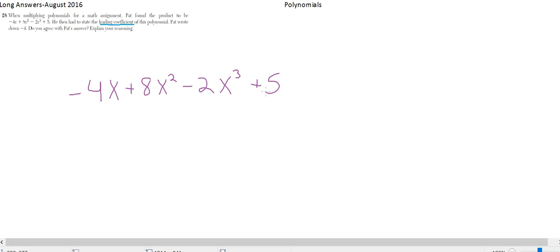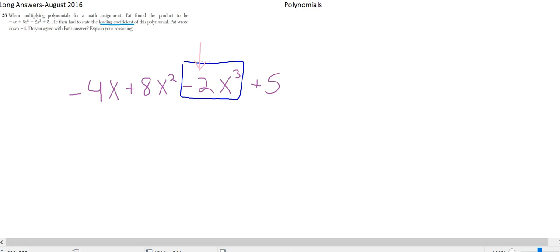Now the leading coefficient of a polynomial is the coefficient of the term with the highest exponent. So in Pat's case, the term with the highest exponent is this term over here. The x cubed is the highest exponent, so the coefficient of this term would be minus 2, and that is the leading coefficient. The question is, how come Pat chose the negative 4?